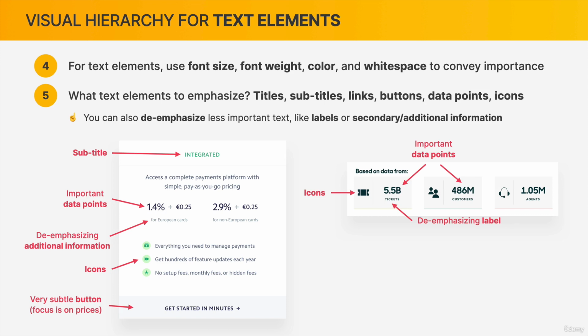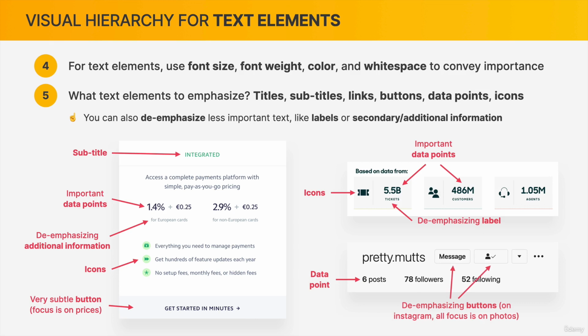Now, another one, here are some icons, some important data points, and then this label here is very nicely de-emphasized by being super small, but still with this uppercase text, which I think looks amazing actually. Then here, again on Instagram, there is a data point, and then these buttons here are actually really de-emphasized. And the reason for that is that Instagram doesn't want to take any attention away from the photos. All right. That's also why the mobile application is completely white, basically, except of course for all the pictures.